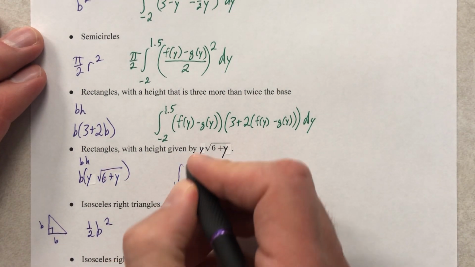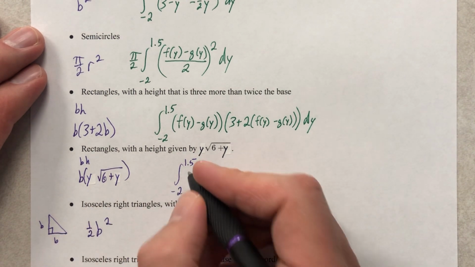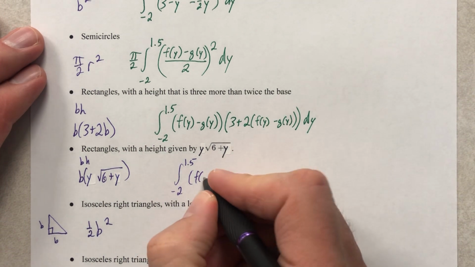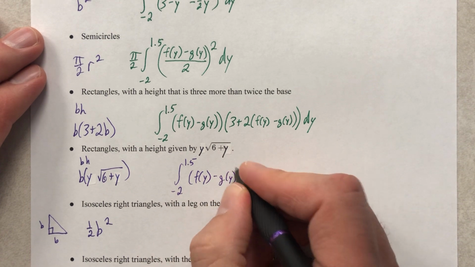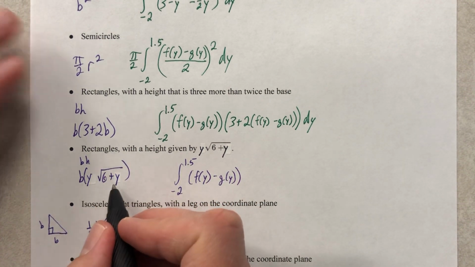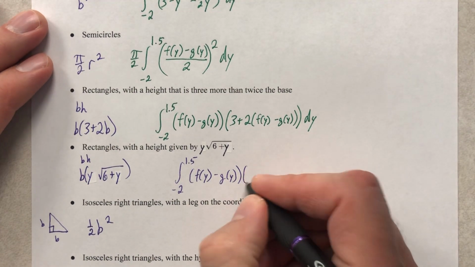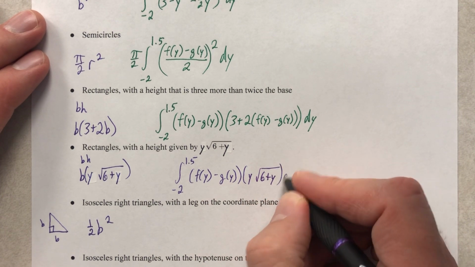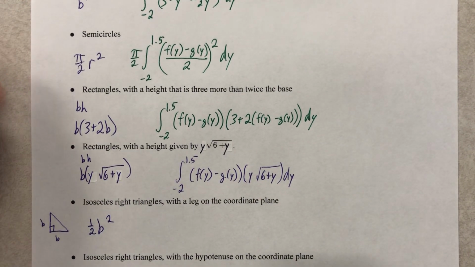-2 to 1.5. And b. All right, well, what's the base? F of, whoa, wrong color. It's supposed to be green. Oh, well. Now I have to start the video over. F of y minus g of y times all the stuff. Well, what is that stuff? It's y times the square root of 6 plus y. Well, do I need to solve for it? No, you don't. I changed that problem when I switched those to y's because I made the notes. I can change them if I want to.